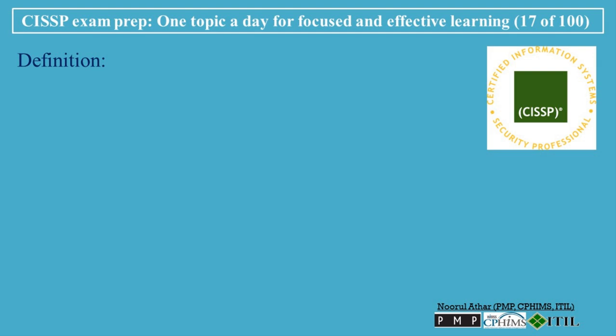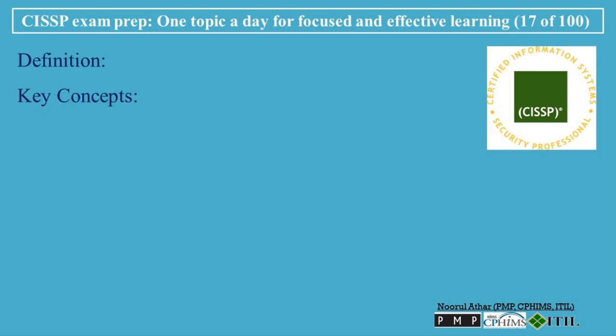Definition. A certificate authority, CA, is a trusted entity in public key infrastructure, PKI, that issues, manages, and revokes digital certificates. The primary role of a CA is to validate the identity of entities, individuals, organizations, or devices, requesting a certificate and to digitally sign their public keys, thereby creating a digital certificate. CAs are fundamental to establishing trust in online and secure communications.